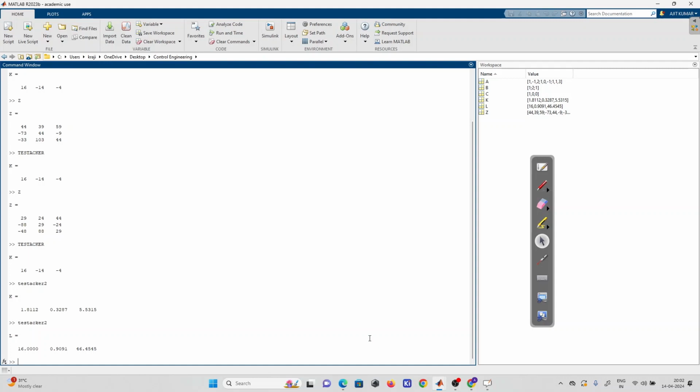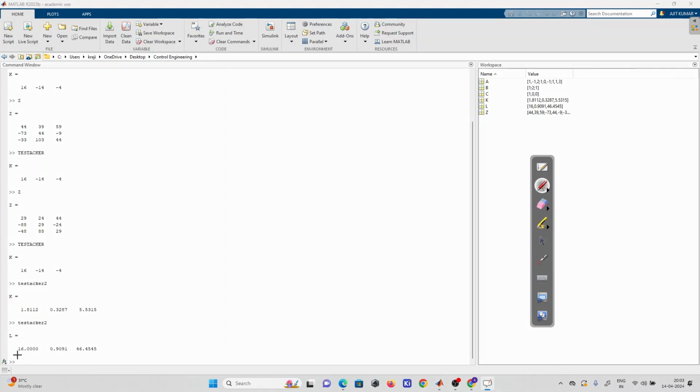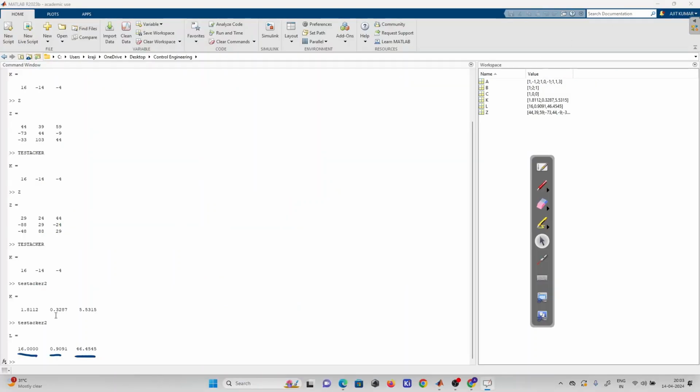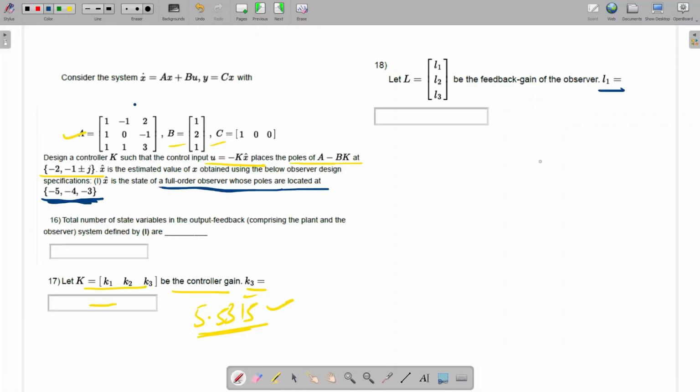Still finding the value of L. Is it visible here? The first is 16, the second is 0.9091, and the third is 46.4545. Okay, what is it asking here? L1. So L1 is 16. That will be the answer. 16 will be the answer. L1 is 16.